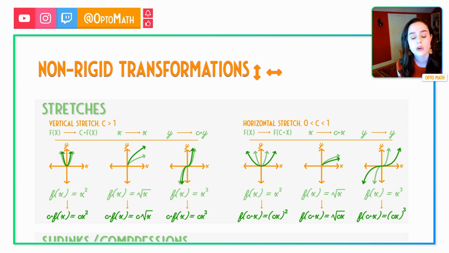So if we look at our parent quadratic, it would look like c times f of x, which would be c times x squared. And notice our dark green, which is our transformed function, is a little bit skinnier than our original function, which would be our parent function. So if you stretch, you get skinnier.